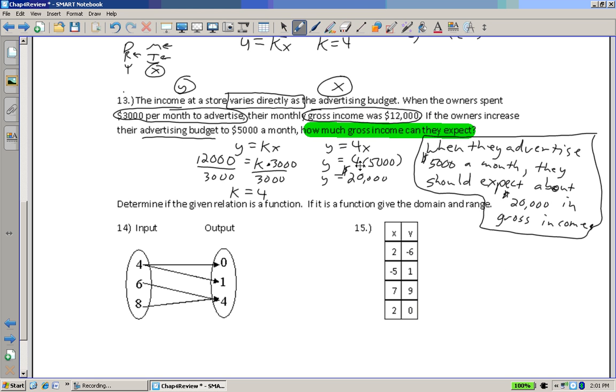And as always, let's check to make sure I answered the question. If I found something very nice, but I didn't answer the question, I have not completed this successfully. How much gross income? $20,000 in gross income. Yes, I have answered the question. So that's good.